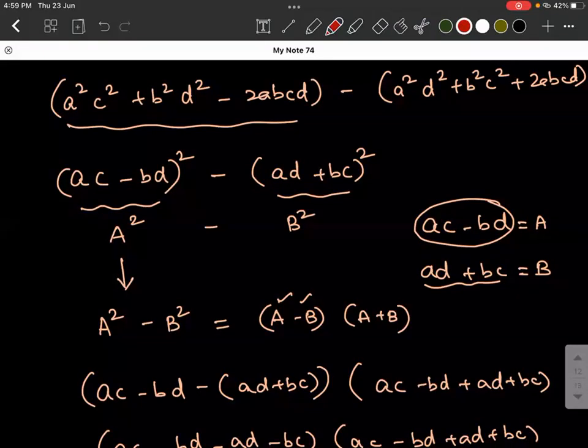If there is any step that is unclear, please let me know. So minus 2 ABC and plus 2 ABC cancel. This is plus 2 ABCD, but what is there outside? Minus. This is minus 2 ABCD. This minus will get multiplied with plus and become minus, no? So minus 2 ABCD minus 2 ABCD is minus 4 ABCD.